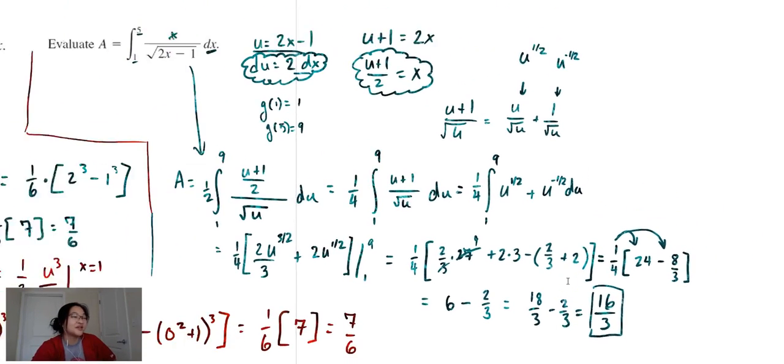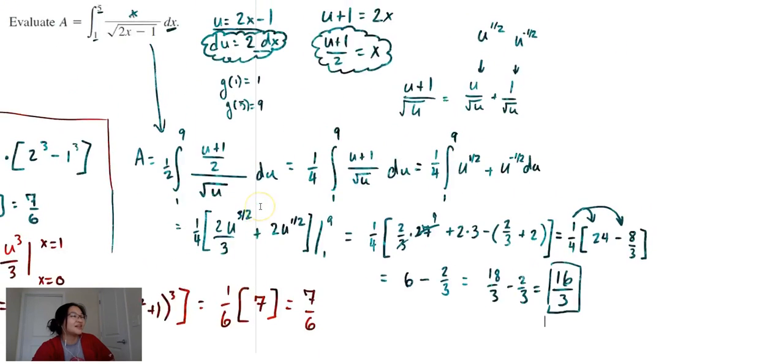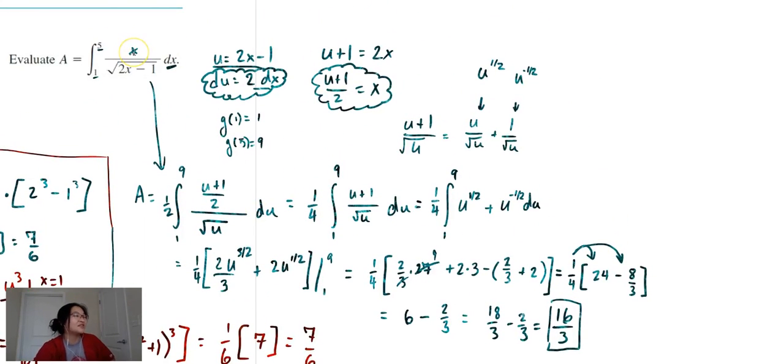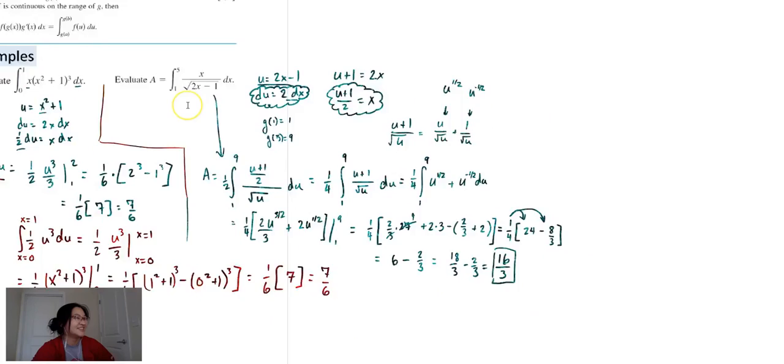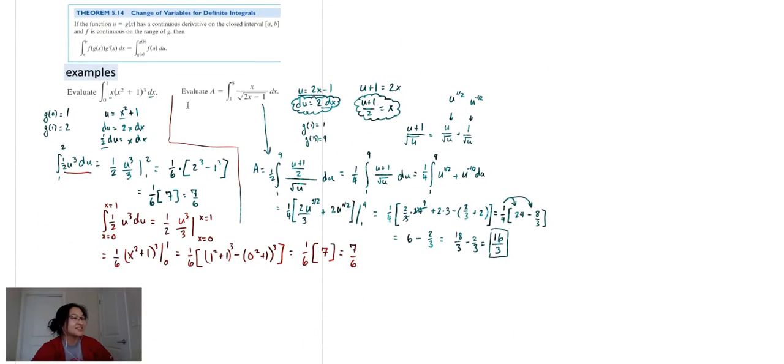But what were we trying to do? Oh, we were evaluating this lovely definite integral from 1 to 5 of x over root 2x minus 1 with respect to x, and we got 16/3. Cool. Good job. Oh, is that it? I think that's it. Wow. Nice. 16/3.